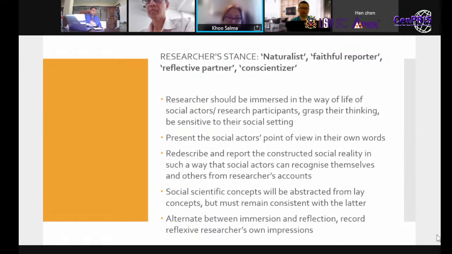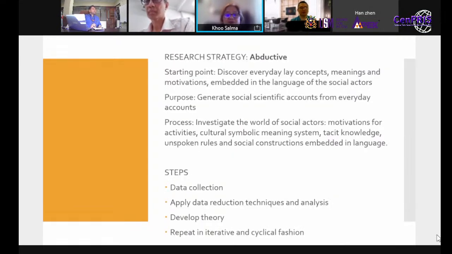So the research strategy is abductive. Starting point is to discover the everyday lay concepts, meanings, and motivations embedded in the language of social actors. The purpose is to generate social scientific accounts from everyday accounts. And the process is to investigate the world of these social actors, the motivations for the activities, the cultural symbolic meaning system, the tacit knowledge, the unspoken roles, and social constructions embedded in language.